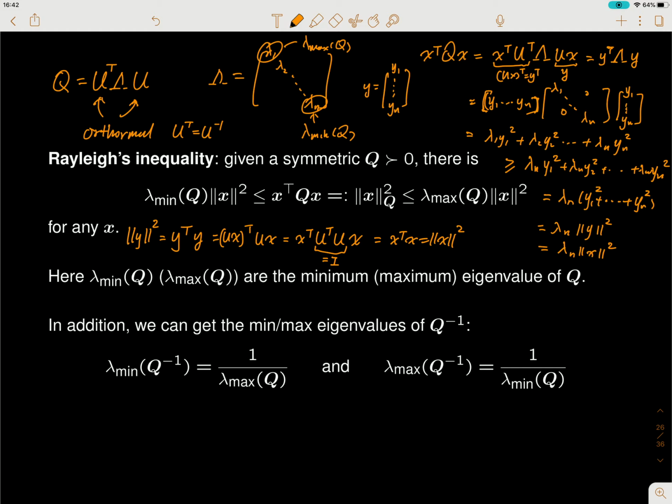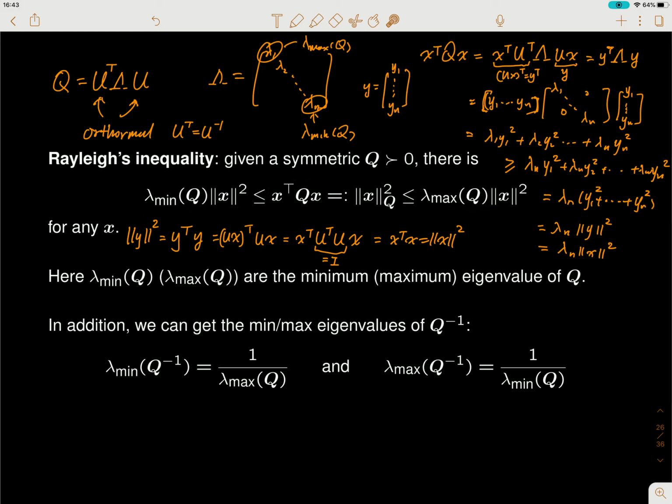That shows the left-hand side. Similarly, as we said earlier, this should be less than or equal to lambda 1, since all these terms are lambda 1 here. Then you can show that this is less than or equal to lambda max times the x norm squared. All right, so that's the Rayleigh inequality. It tells you that x transpose Qx is bounded between the squared norm of x times lambda min and lambda max of Q.